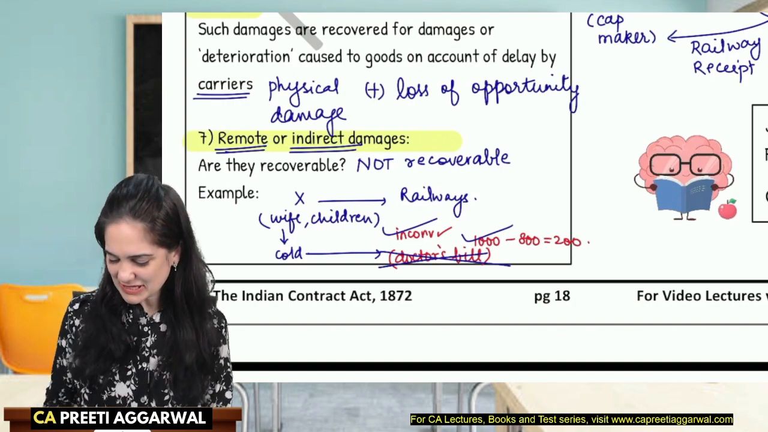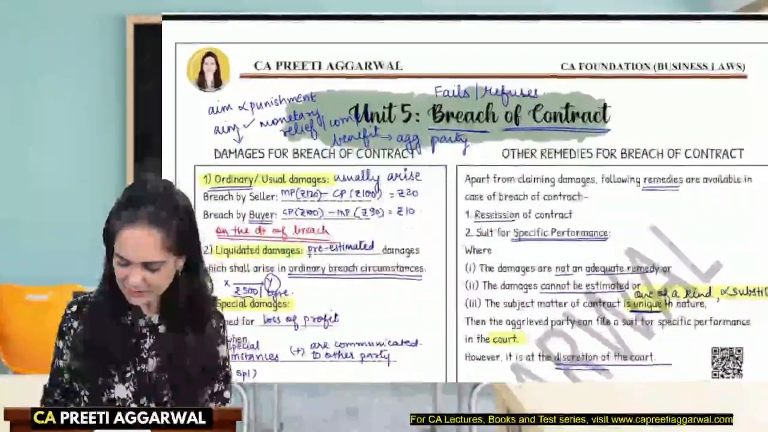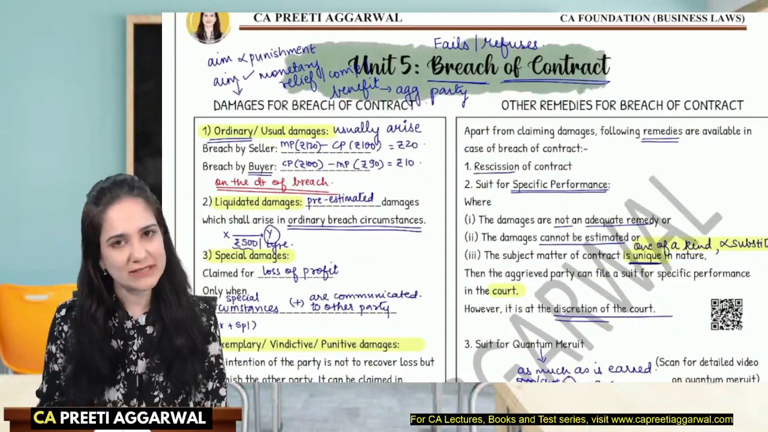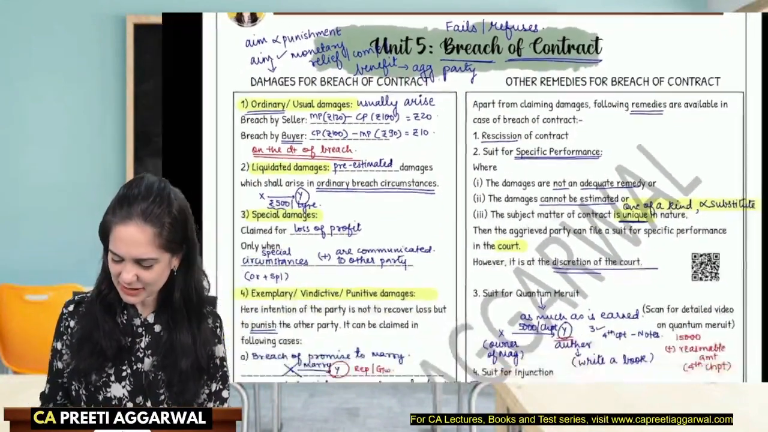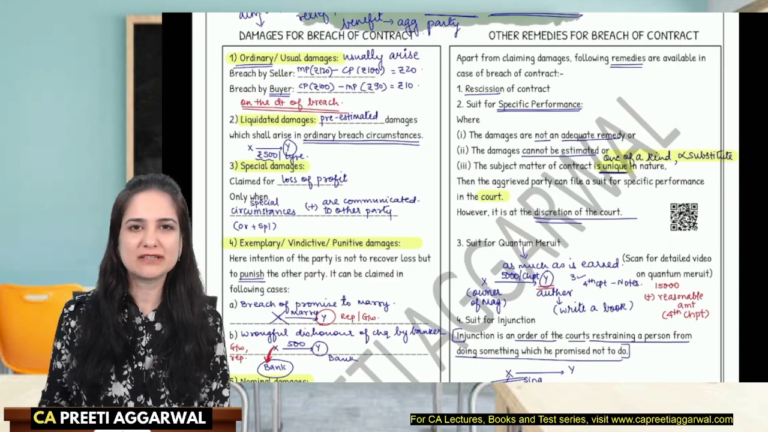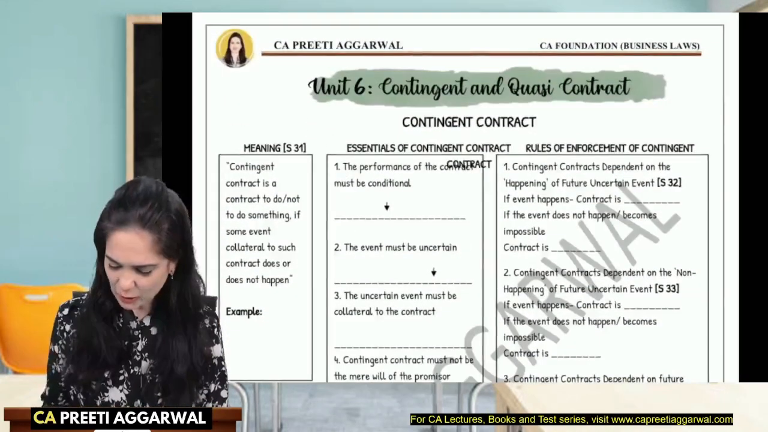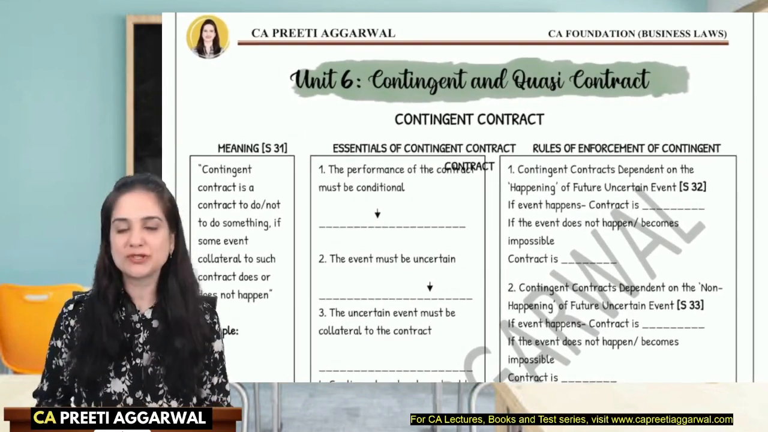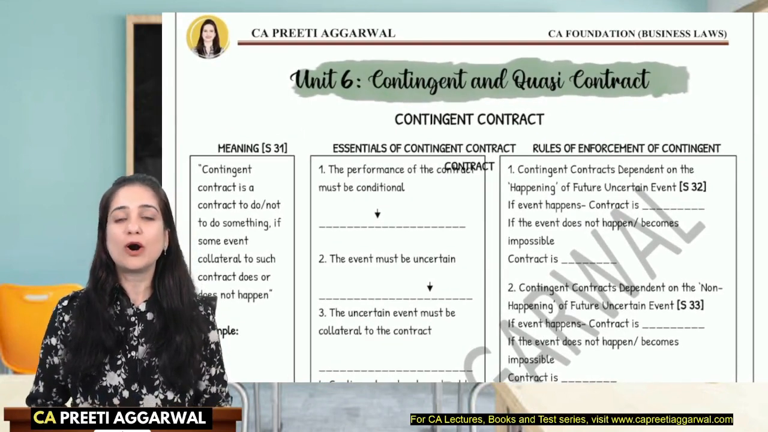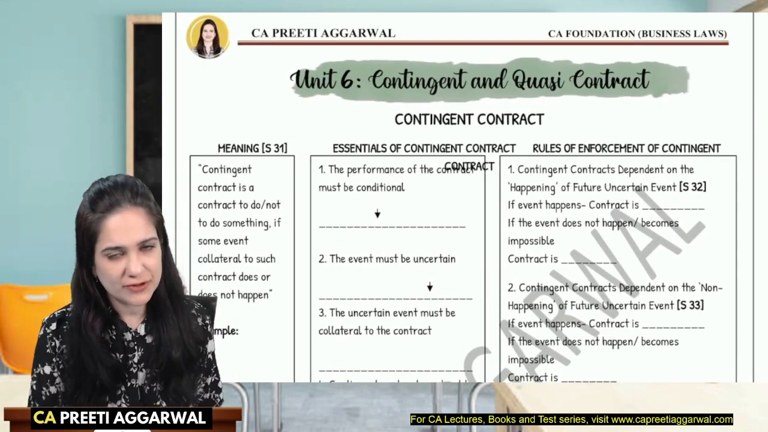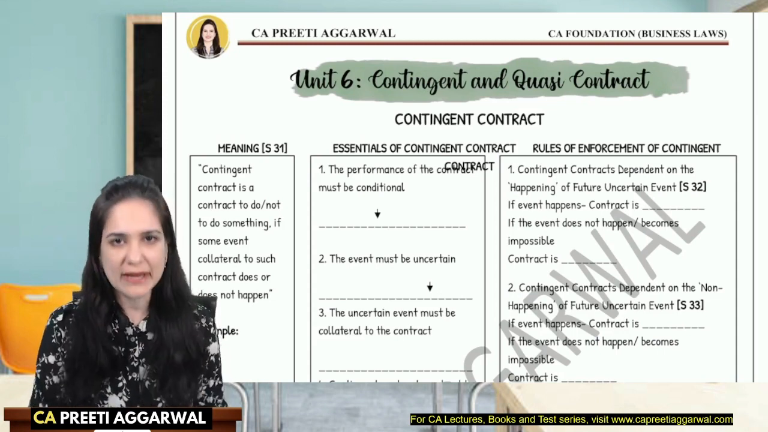So students, with this, we complete breach of contract. Yes, it was quick, right? That is the advantage of the workbook that you're seeing. Next, and without wasting any time, let us discuss the concept of contingent and quasi contract, and then I'll discuss questions from my compiler.